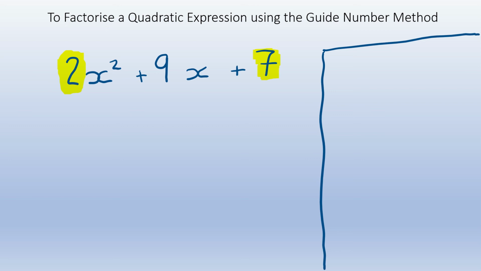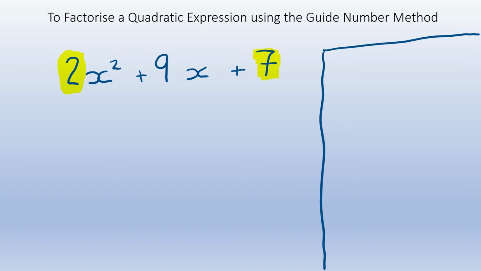Alright, to factorize a quadratic expression, we're going to use something called the guide number method. Basically what this does is it changes our quadratic into a grouping question. You'll recall that a quadratic has an x squared part, an x part, and a constant part at the end, and that a grouping question has 4 terms.